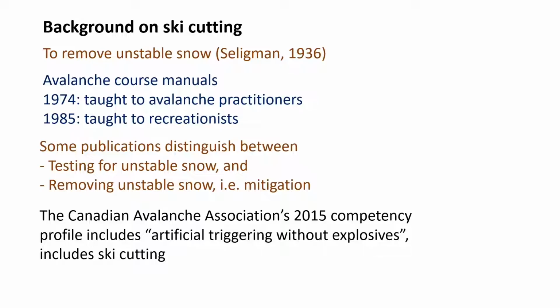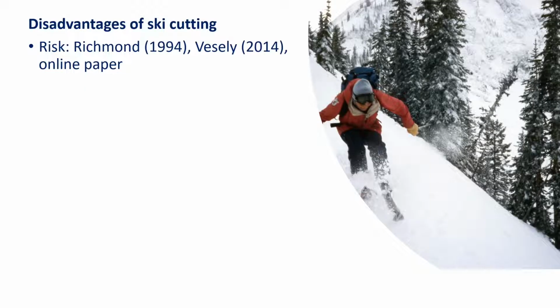The Canadian Avalanche Association's 2015 competency profile includes artificial triggering without explosives, which clearly includes ski cutting. The disadvantages of ski cutting involve risk to the practitioner. Doug Richmond and Mark Vesely have identified patterns in near misses and ski cuts resulting in injuries. The online paper describes other risky situations. Of course, this video and the online paper provide quantitative estimates of the risk of ski cutting.